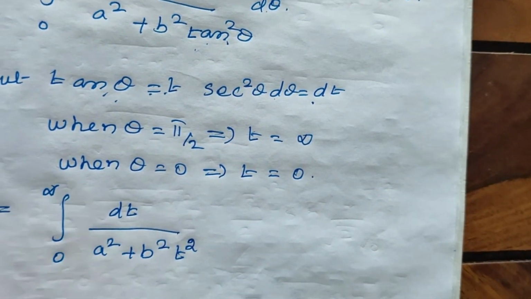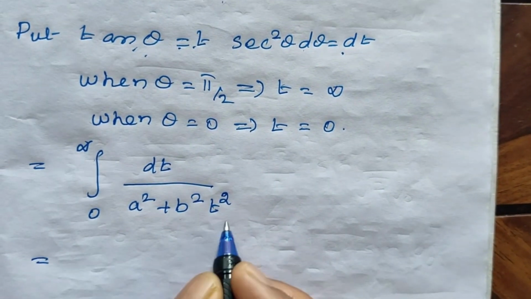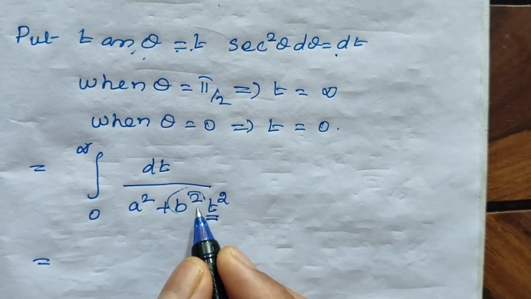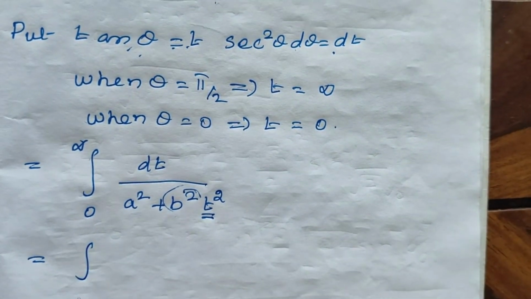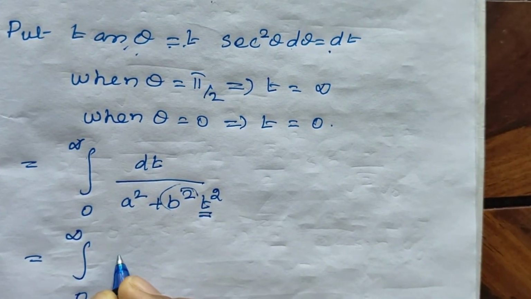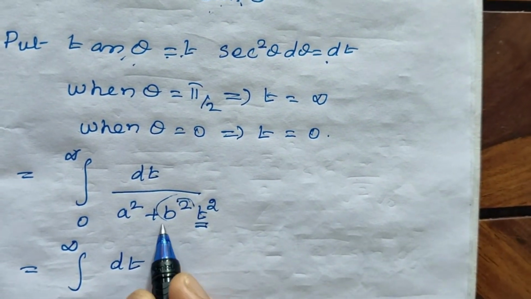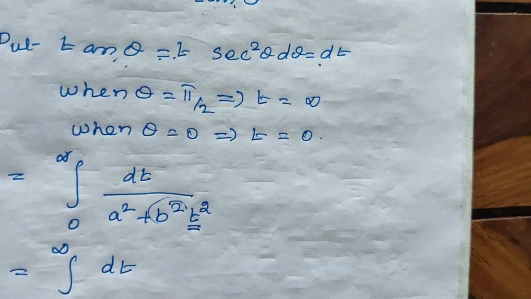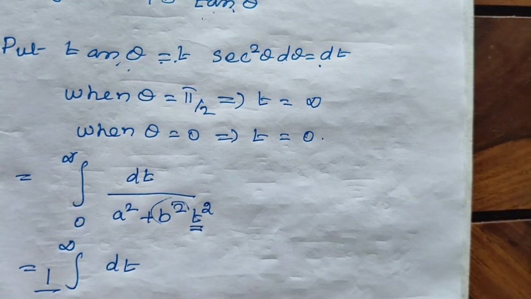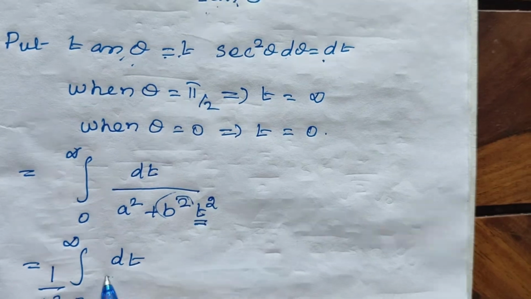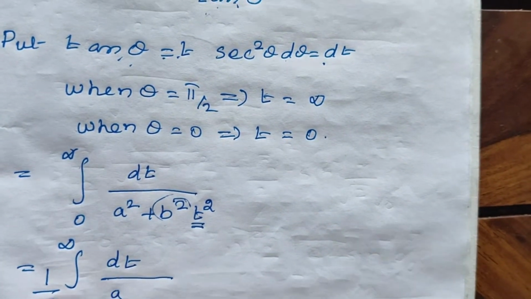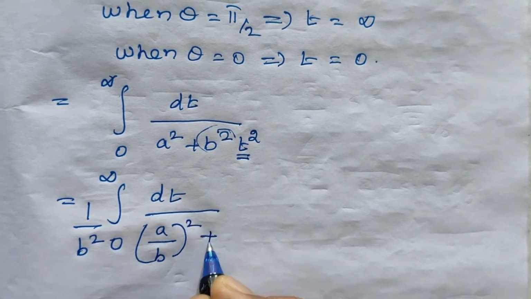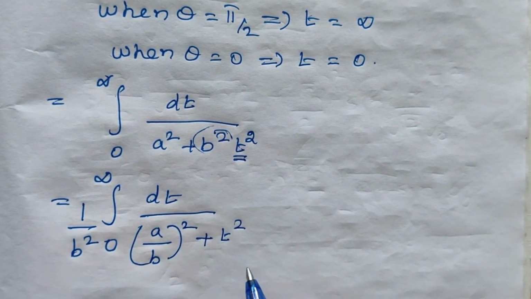Now next, in the place of t square we have the constant b square. To eliminate b square, we divide, so from 0 to infinity, dt divided by b square. We take it outside, therefore it is equal to 1 by b square, integral of dt divided by a by b the whole square plus t square.